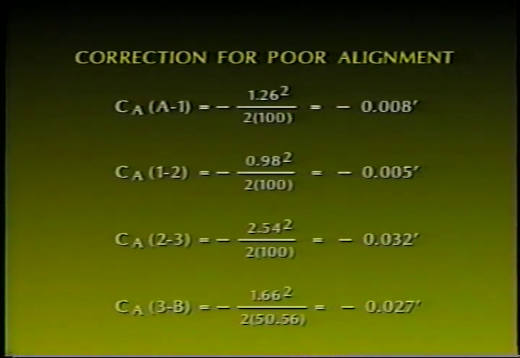The calculations for the remaining 3 tape lengths are shown, with the results being negative 0.005 feet, negative 0.032 feet, and negative 0.027 feet. The sum of the corrections is negative 0.072 feet, and when this correction is applied to the measured length of line, the result is 350.49 feet for the actual length of the line.